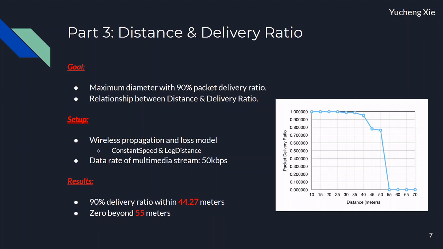And for the experimental results, as shown in the figures, we noticed that the simulation could achieve over 90% delivery ratio with 44.27 meters. And we also noticed that the delivery ratio will drop significantly if the distance is longer than 40 meters, and no packet will be received if the distance is longer than 55 meters.